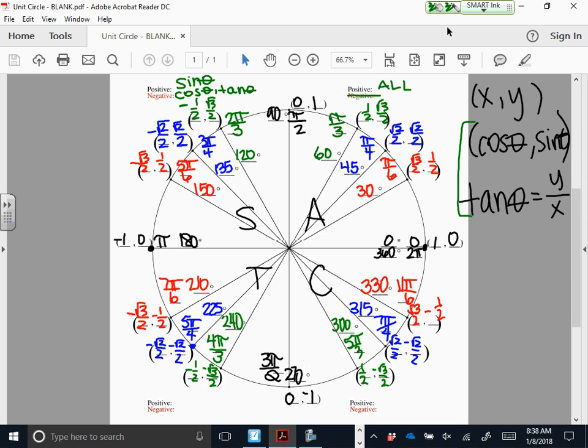All right, in the third quadrant, both x and y are negative, which means cosine and sine are both negative. But what happens when you divide two negative numbers? Positive. So tangent is positive. And then in the fourth quadrant, since the x-coordinate is positive, cosine is positive. The y-coordinate is negative, which means sine is negative. And then that would make tangent negative since it is a ratio.